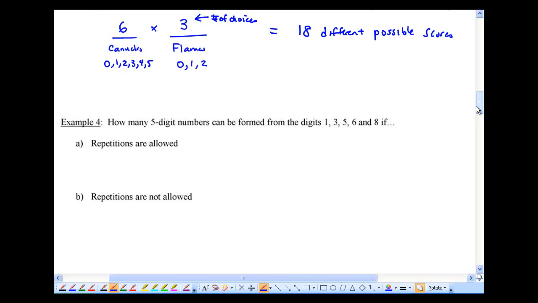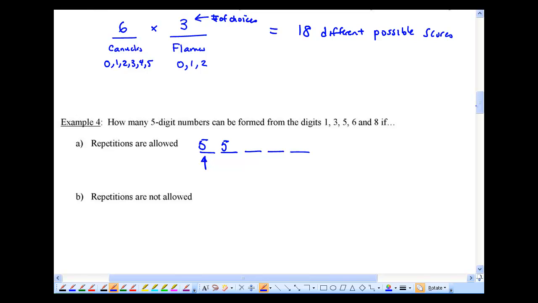Take a look how. A 5-digit number means there are 5 spaces. Now, if repetitions are allowed, my question to you is how many possible choices do I have for this first placement? Well, I can choose from 5 different numbers. Correct. What about the second one?